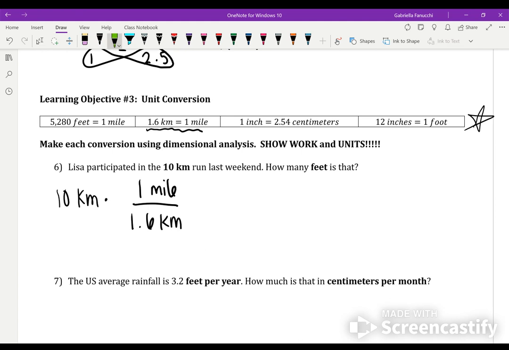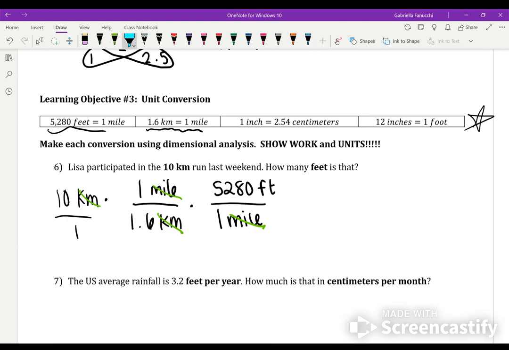So now we can cross off those units there. Now we need to go from miles to feet. So 1 mile, I can see, is 5,280 feet. Okay, and now we can cross off mile with mile. So all we're left with is feet, and we just need to multiply. So remember, there's that invisible 1.